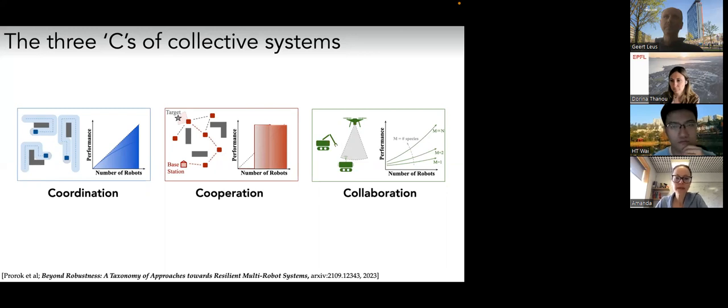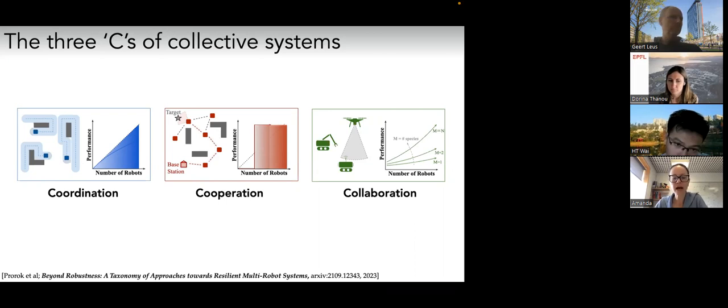We like to think about the methods for collective systems in three respective categories, which also informs us about how we might approach finding algorithmic solutions to the problem of collective intelligence. What we can see here is what I call the three C's of collective systems: coordination, cooperation, and collaboration. We consider these different interaction mechanisms as distinct ways of interacting. In coordination, we look at problems such as coverage, where the gains in adding additional agents to the systems are at most linear, so sublinear gains.